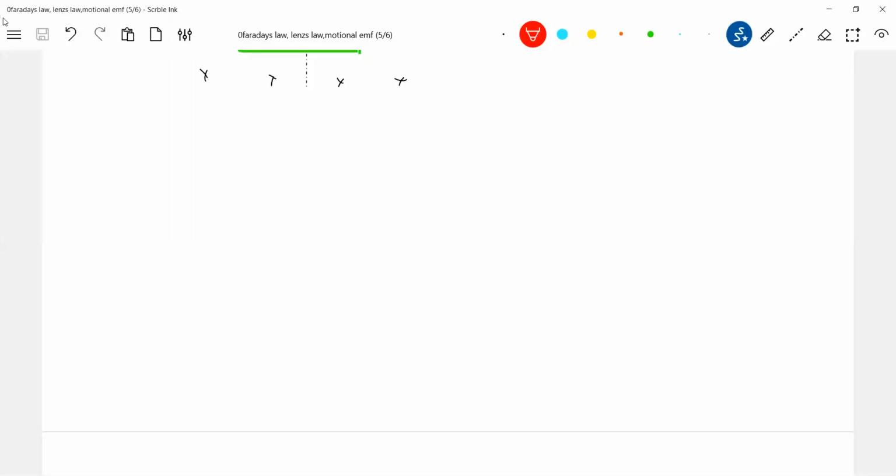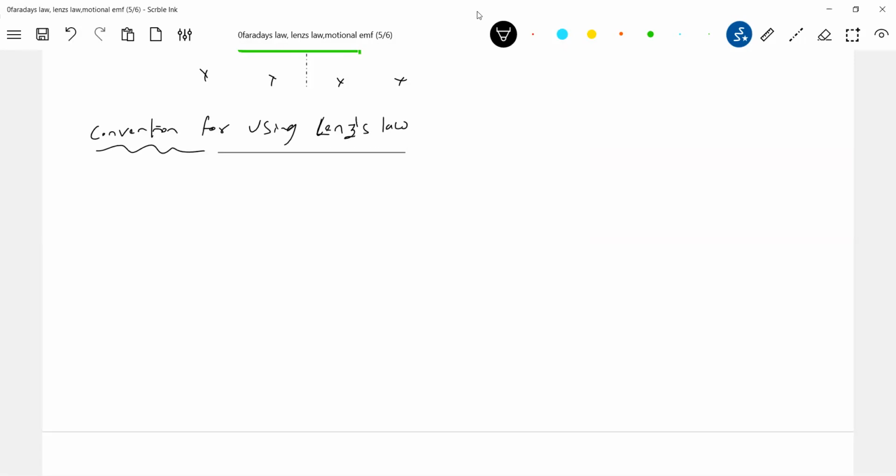So let me share the conventions for using Lenz law. In books, the given method is not applicable in all cases; in a few selected cases, they're applicable. So let's go for a very generalized one. So what is the first convention?